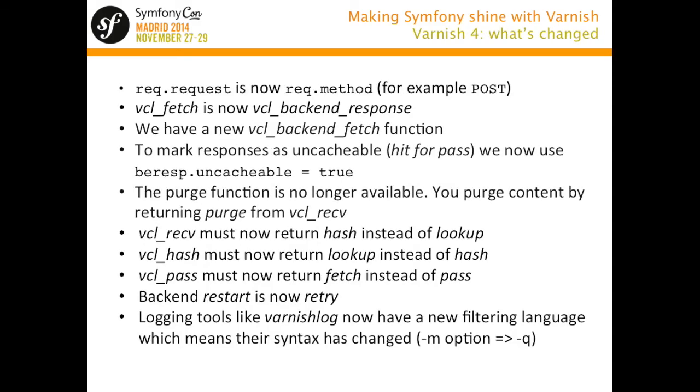For those of you who have used Varnish 3 in the past, I'm going to list some things which have changed. Mainly it's a question of naming things. So for example, what used to be direct request is now the method, for example, post. What used to be fetch is now really split in two. One of them is the VCL backend fetch, where we fetch the backend, and then there's a VCL backend response where we get the response back.